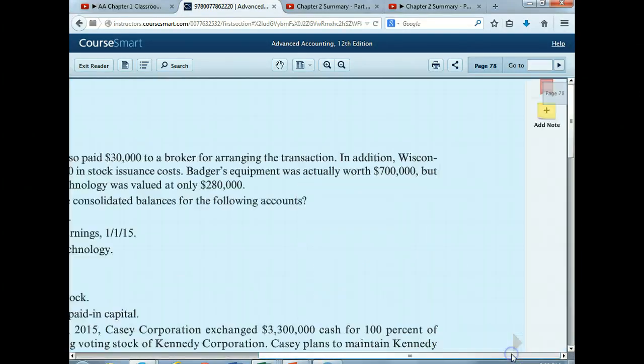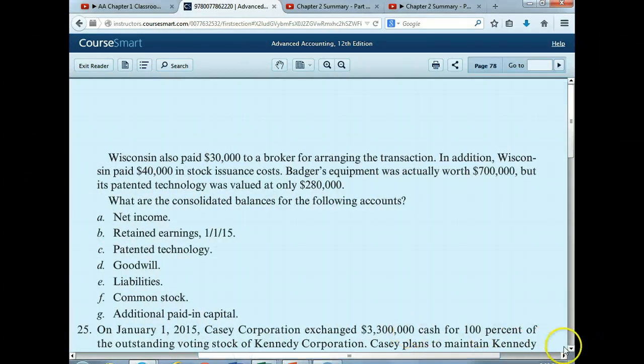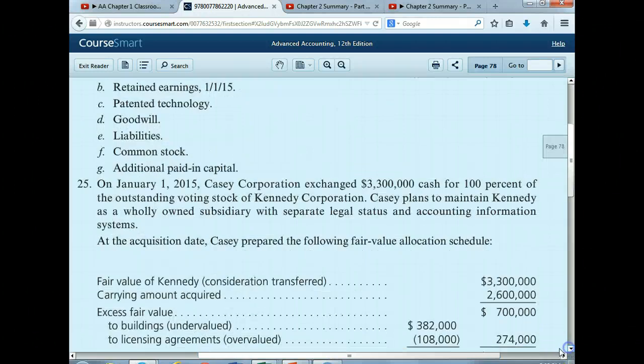Number 25. So, on January 1st of 2015, Casey Corporation exchanged $3,300,000 cash for 100% of the outstanding voting stock of Kennedy Corporation. Casey plans to maintain Kennedy as a wholly owned subsidiary with separate legal status and accounting information. So basically, we're doing this a little different, okay?